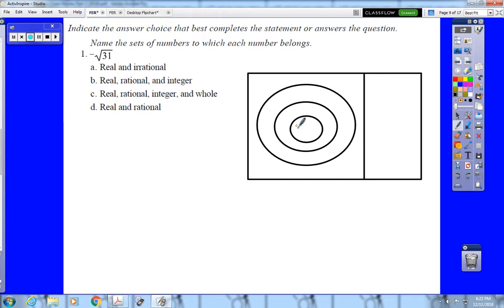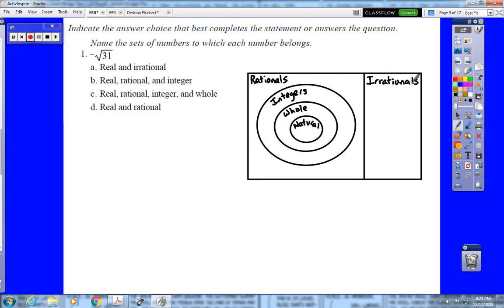The very inside here are the natural numbers. Just beyond those are the whole numbers. Just beyond those are the integers. Outside of those are the rationals. And then we have the irrationals attached to those. And then we have the real numbers making up the entire set.